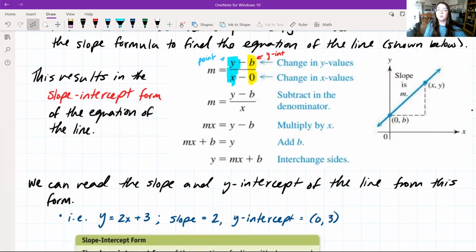Whenever we solve for y in any sort of equation of a line, even if our equation is not given in terms of y, if we just rewrite our equation so that we solve for y, we end up with our slope-intercept form. And then when we do this, we can read our slope and our y-intercept straight from that equation. So in the case of something like y is equal to 2x plus 3, our slope is 2 because it's the coefficient of x, and our y-intercept is just (0, 3). So it's whatever value you are adding when you have your equation for y.